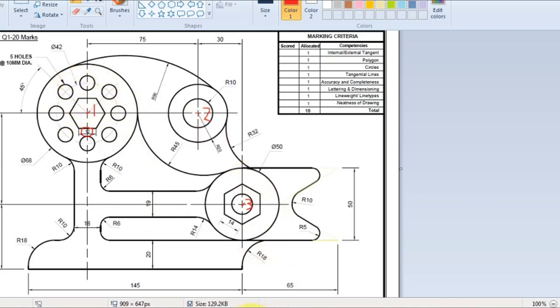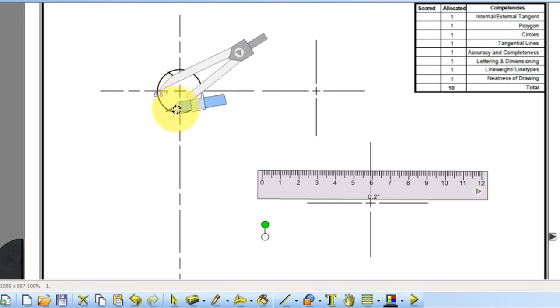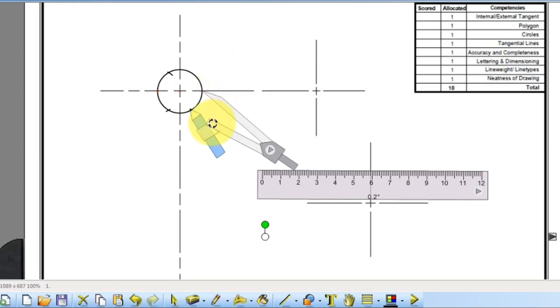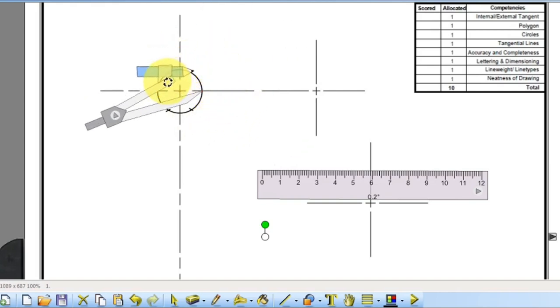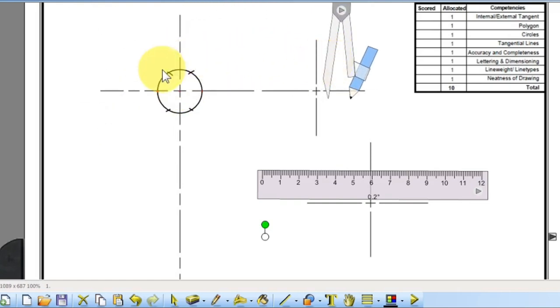So, okay, let's put our needle here. Position our needle here. And then we are going to draw an arc on top and then another arc at the bottom. Okay, and then on the right side we will do the same. So we have an arc at the bottom and then another arc on top. All right, so now we have the intersections.